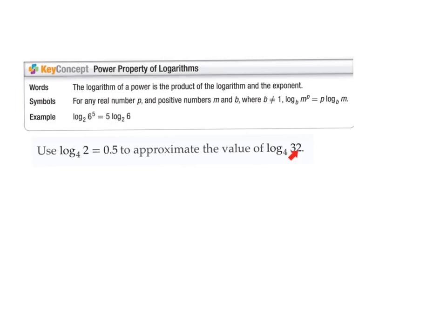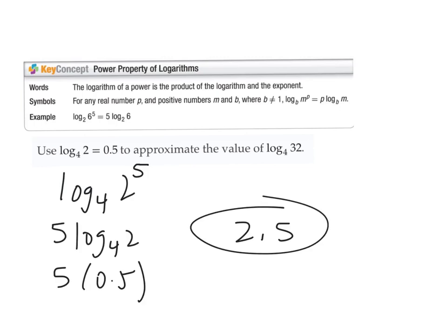2 to the 5th. So let's just make sure that it still equals 2.5. If I would have rewritten this as 2 to the 5th, then the 5 comes out in front, and we already know log base 4 of 2 is 0.5. 5 times 0.5 is 2.5. So sometimes you're going to have the choice of which property you want to use. And depending on your preference, that will dictate which direction you want to go. But know that sometimes there's more than one path to get to the right answer, and whatever path you choose is going to be fine. Okay?